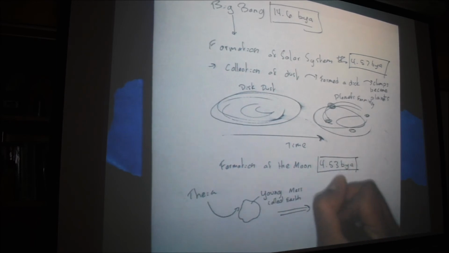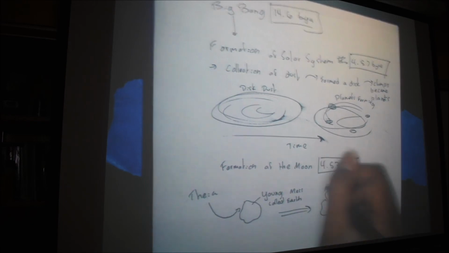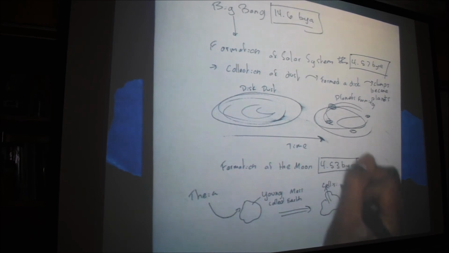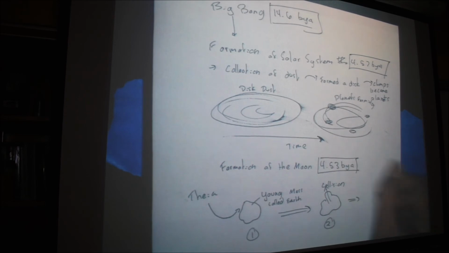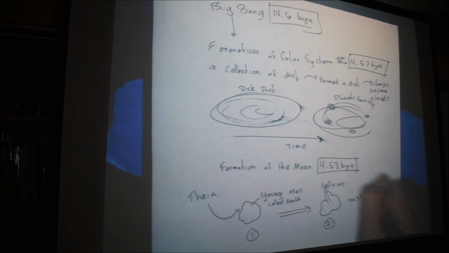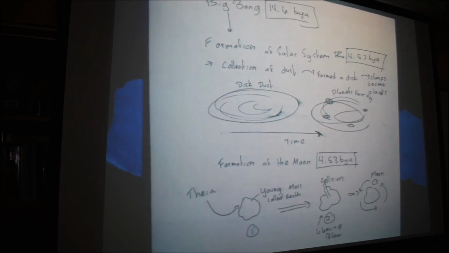And after that collision, you had this thing coming out that stayed in the gravitational pull of that young Earth, and that was the moon. Collision, and this was a glancing blow, right? Cool. All right, so now we have this molten Earth, right?